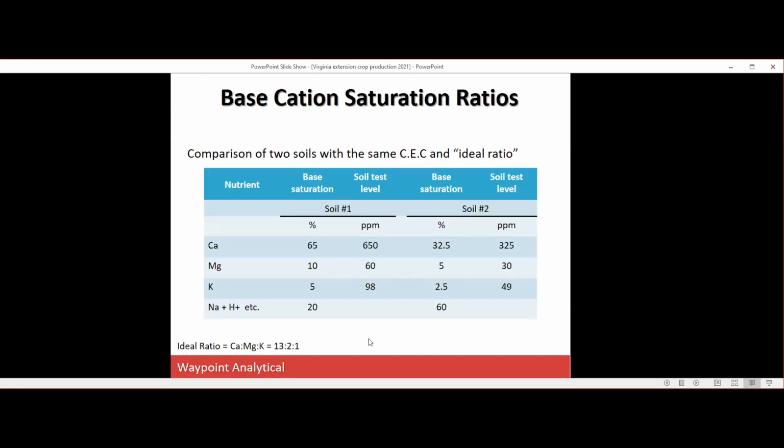So here's another example with the ideal ratio. The ideal ratio for calcium, magnesium, potassium was 13 to 2 to 1, which is in both of these samples. It perfectly adds up, but you can see the difference in concentrations in calcium and magnesium: 60 to 30 and 98 to 49. Again, you will not grow a corn crop in this. You will in this soil, but they match the ideal ratio every single time. So we do not want to just look at the base saturation ratios and say my fertility is good, I don't need to apply any more fertilizer.